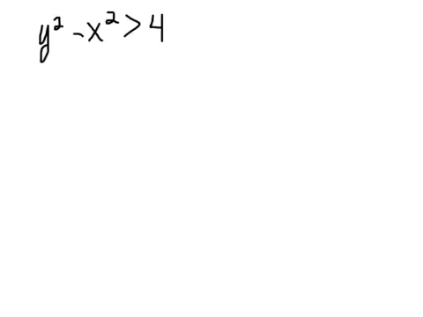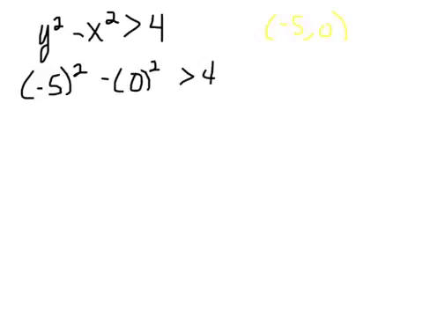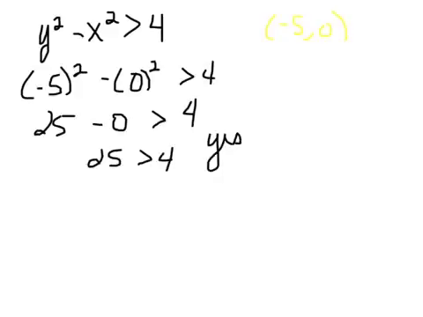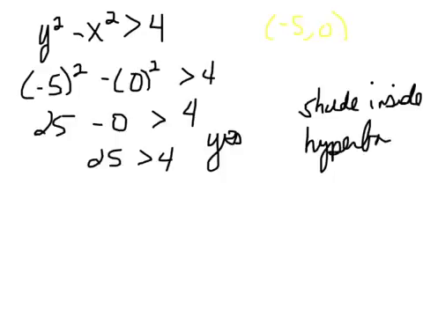We were trying to decide whether to shade inside the hyperbola or outside the hyperbola, and I picked the point 0, -5, which was inside the hyperbola. So if y is -5, I'll do this again, and x is 0, let's see if this is a true statement. -5 squared is 25. 0 squared is 0. Is 25 minus 0 greater than 4? Yes, because 25 is greater than 4. So where I will shade, and I can't really go back to my graph since I've messed up, you're going to shade inside the hyperbola, because that's where that point was.